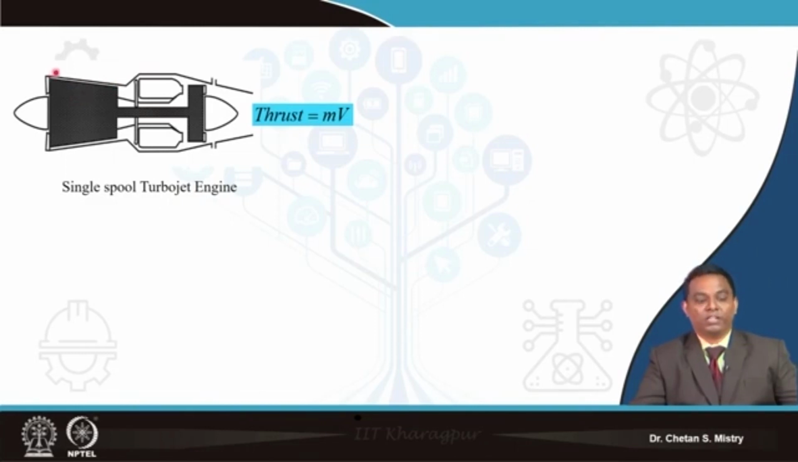This engine generates my thrust. According to Newton's law, thrust generation is represented by m dot, the mass flow rate, times v, my exhaust velocity from the nozzle. Earlier, people were happy with this single spool configuration. Later, with the requirement of higher thrust, they looked for a higher pressure ratio for the compressor. We have seen that part.